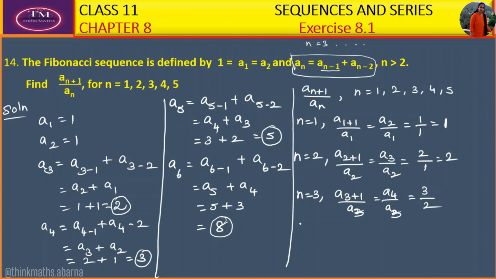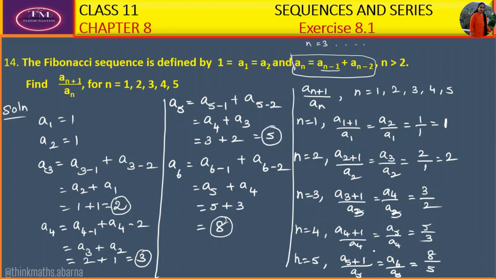Next, for n is equal to 4, it is a4 plus 1 by a4. So it is a5 by a4. What is a5? a5 is 5 and a4 is 3. So it is 5 by 3. Next, for n is equal to 5, it is a5 plus 1 by a5. So it is a6 by a5. What is a6? a6 is 8, a5 is 5. So it is 8 by 5. So we found out the value of an plus 1 divided by an for n is equal to 1, 2, 3, 4, 5.